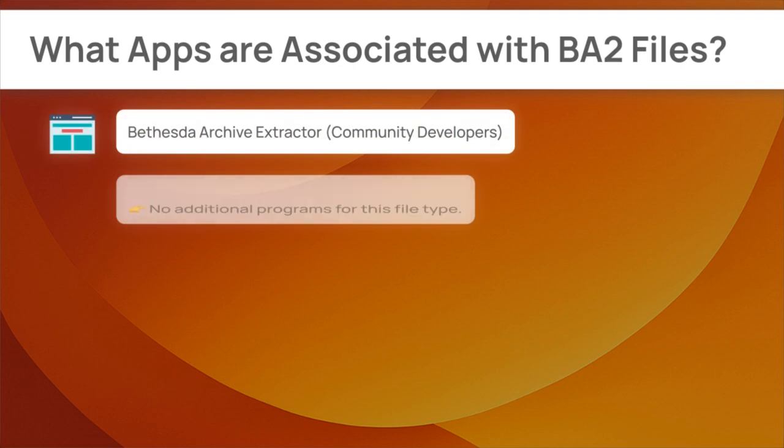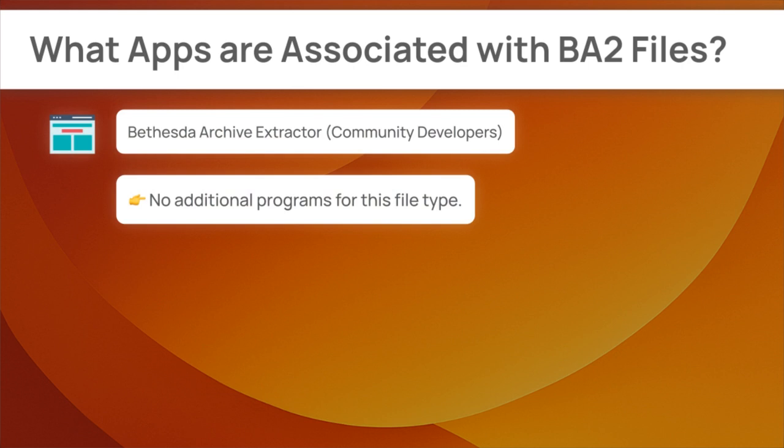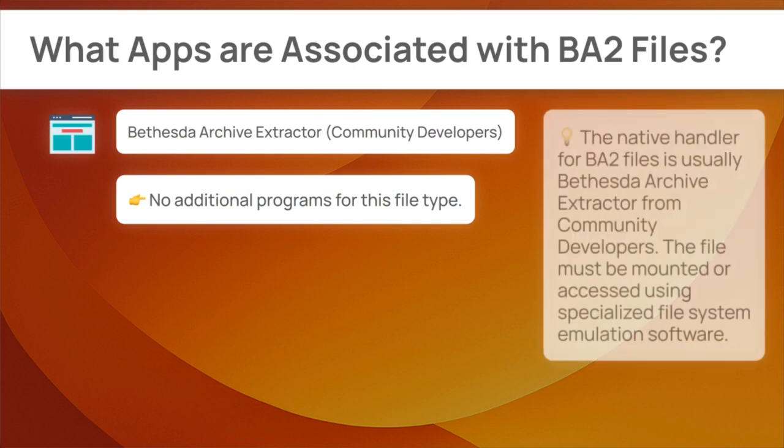Guaranteed access to BA2 files is typically achieved using Bethesda Archive Extractor from community developers. The file must be mounted or accessed using specialized file system emulation software. Windows offers restricted visibility, so opening these files properly requires decompression utilities.